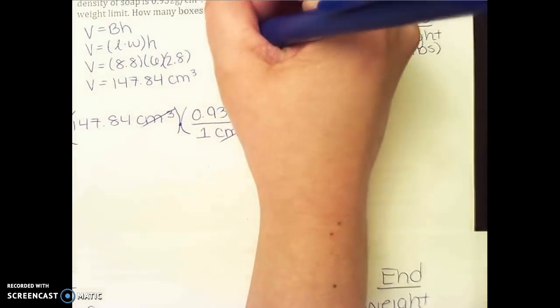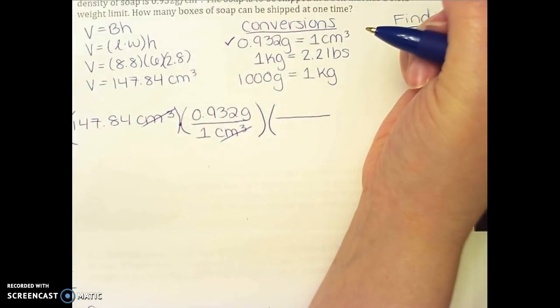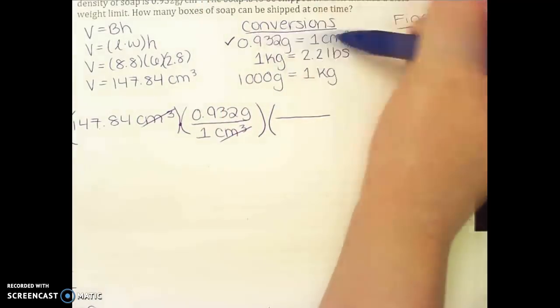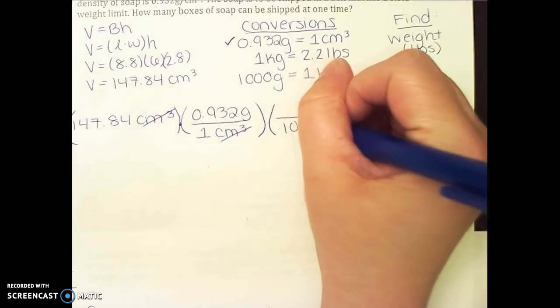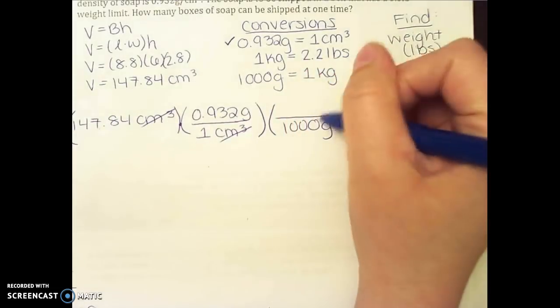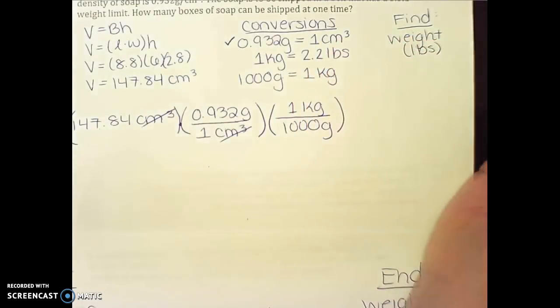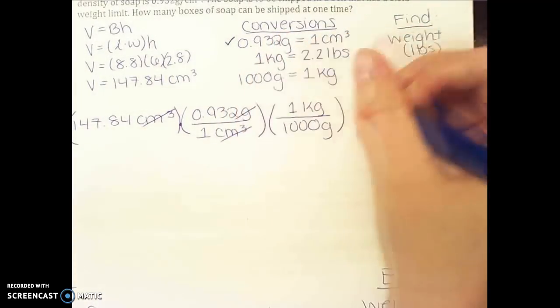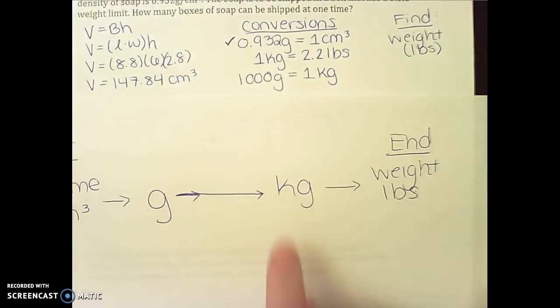I probably don't want to cross these off, but maybe check them off as you use them. You're not really going to use them more than once in a single problem. So I've already used this one. So the only other conversion rate with grams on my paper is this one. So I'm going to put my 1,000 grams in the denominator, and then my 1 kilogram in the numerator. Okay, so grams on top is going to reduce with grams on the bottom, and now I'm left with kilograms. Okay, so one step closer.